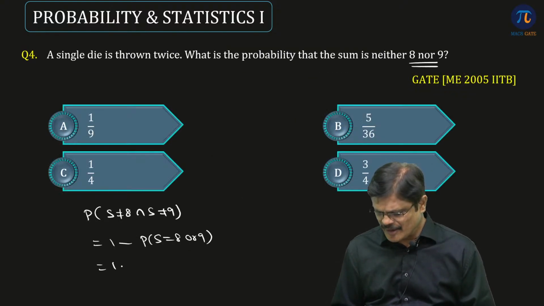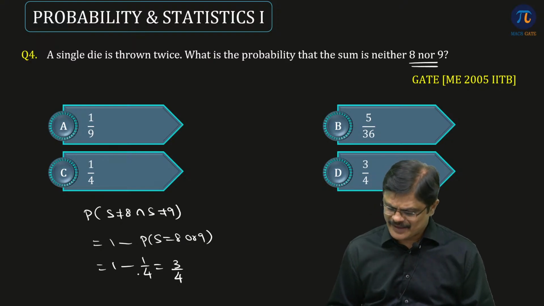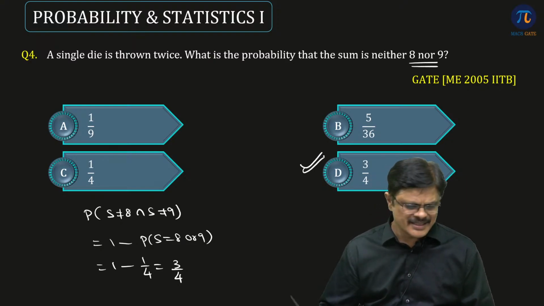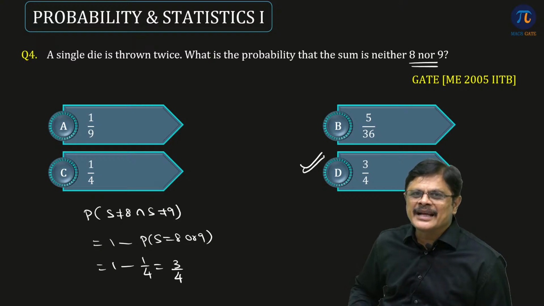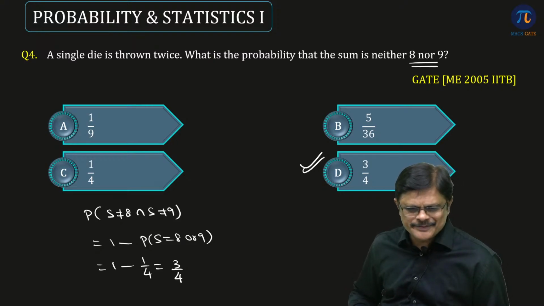So what is the answer? 1 minus 1 by 4, which is 3 by 4. So D is the answer. Is the idea clear? All of you able to follow?